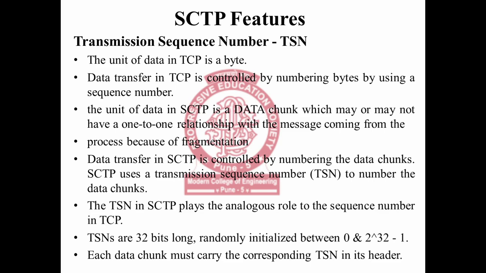Data transfer in SCTP is controlled by numbering the data chunks, and SCTP uses the transmission sequence number, TSN, to number those data chunks. The TSN in SCTP plays the analogous role to the sequence number in TCP. In SCTP it is a TSN, whereas in TCP it is the sequence number. These TSNs are 32 bits long. It can be randomly initialized between 0 and 2 raised to 32 minus 1. Each data chunk must carry the corresponding TSN in its header.